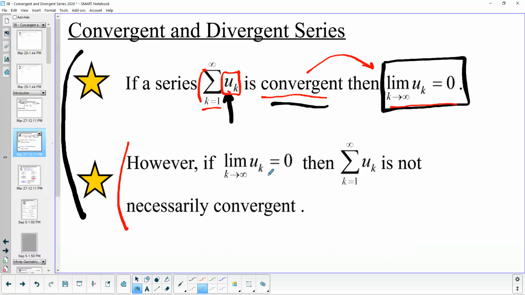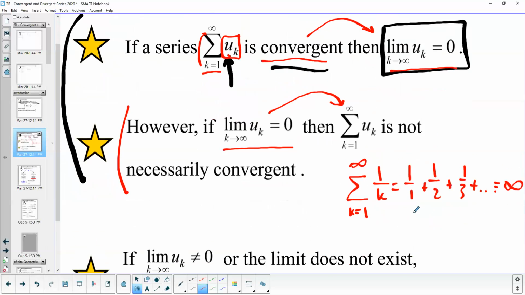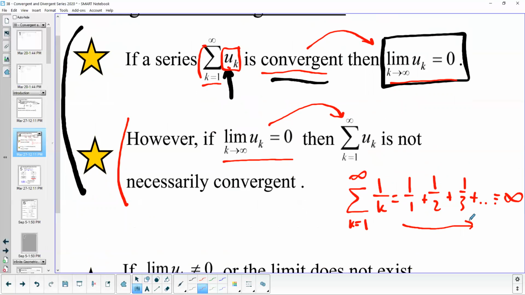However, if we look at it on the flip side of that, just because these terms get closer to 0 does not necessarily mean that the series itself converges. And one of the prime examples we looked at was the harmonic series, which was the sum from k equals 1 to infinity of 1 over k, which when we plug in our values, we know that's 1 over 1 plus 1 over 2 plus 1 over 3. And we explored this a couple different ways, but we figured out that this particular series approaches infinity. So even though the terms, if you look at them, are getting closer and closer and closer to 0, the series itself does not converge.